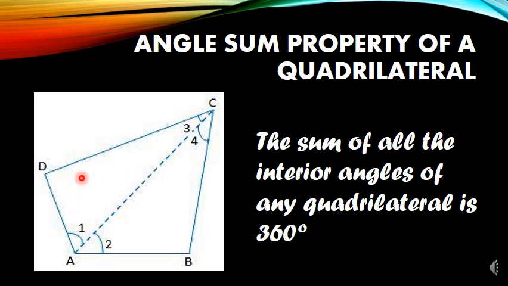So the sum of all the angles of triangle ADC is 180 degrees, and in triangle ABC the sum of all the three interior angles is 180 degrees. When you add these two, 180 degrees plus 180 degrees, it is going to be 360 degrees. That is why we say the sum of all the interior angles of any quadrilateral is 360 degrees. You should remember this. You will be using it while solving problems based on the angle sum property of a quadrilateral.